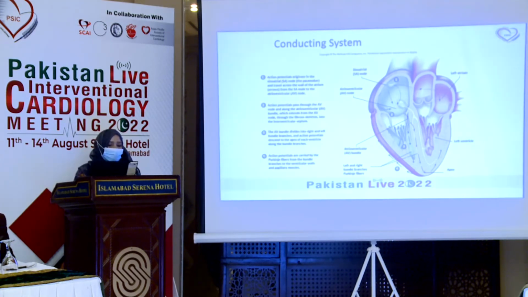Next will be the conducting system. Here is the SA node, which is also known as the first pacemaker of the heart. It transfers its impulses into the AV node, which further divides into the AV bundle, which further divides into the right and left bundle branches. Action potentials are carried by the Purkinje fibers. These help in the contraction of the atria and ventricles.